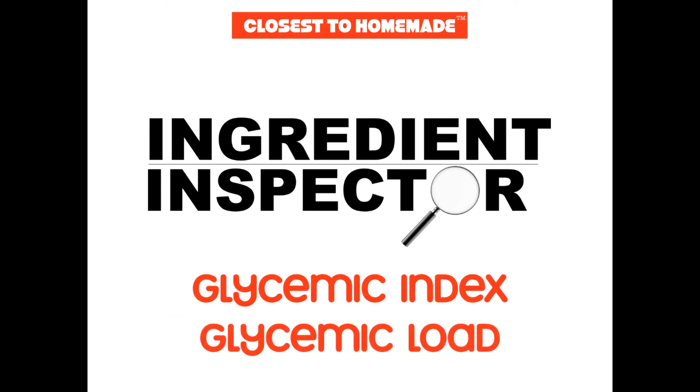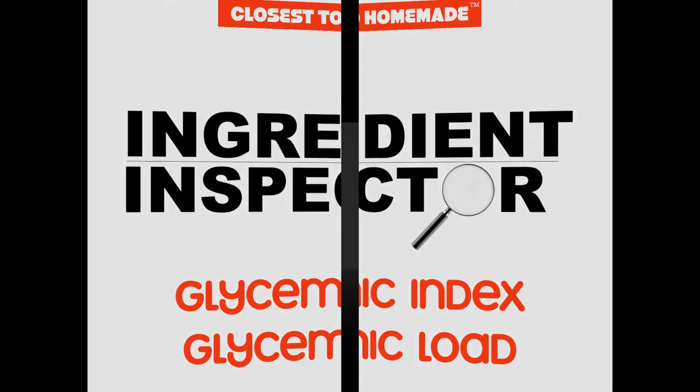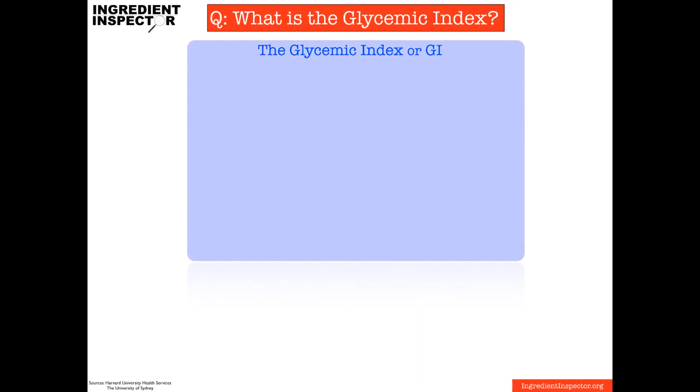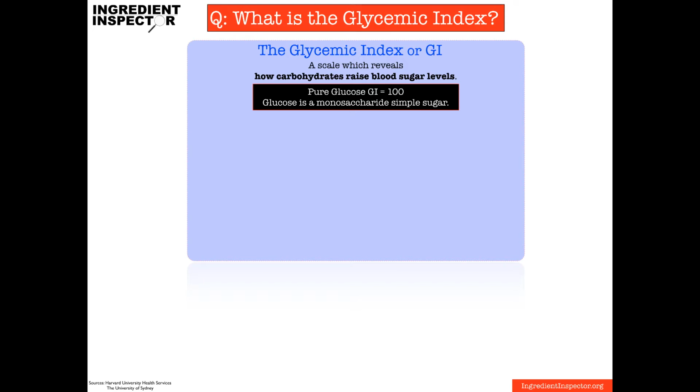This is a look at the glycemic index and the glycemic load. What is the glycemic index? The glycemic index, or GI for short, is a scale which reveals how carbohydrates raise blood sugar levels. It's based on pure glucose having a glycemic index of 100. Glucose is a monosaccharide simple sugar. So glucose is the basis for the glycemic index evaluation, and glucose has a GI of 100.